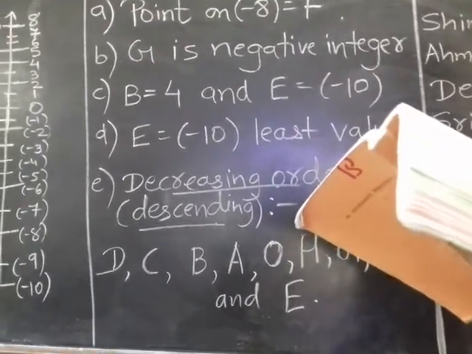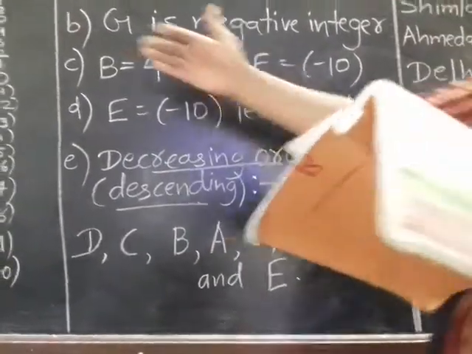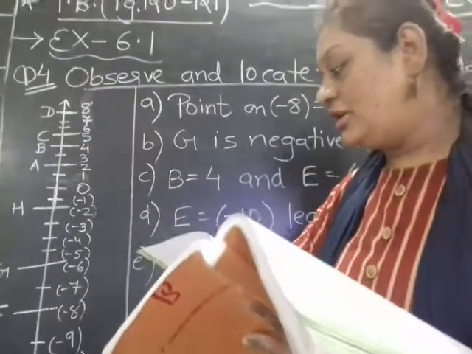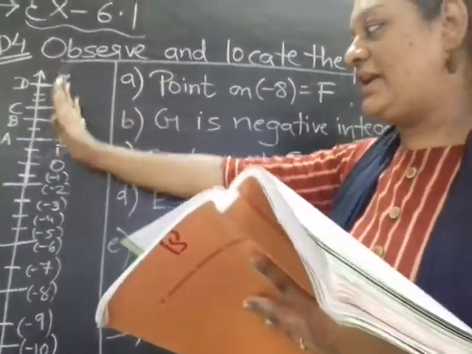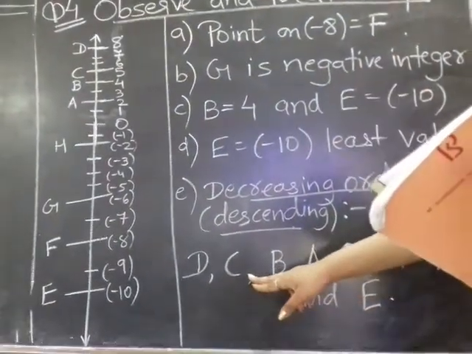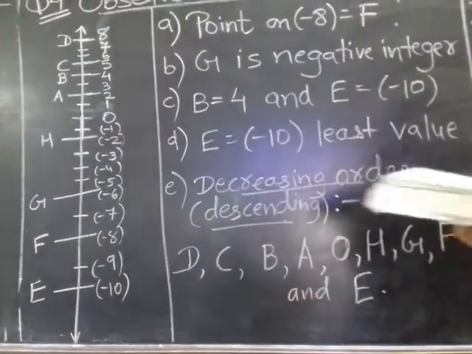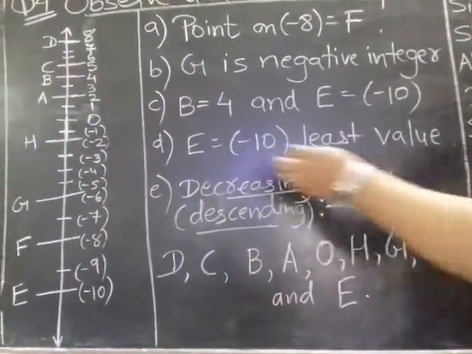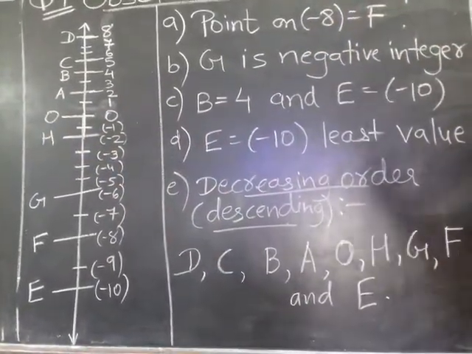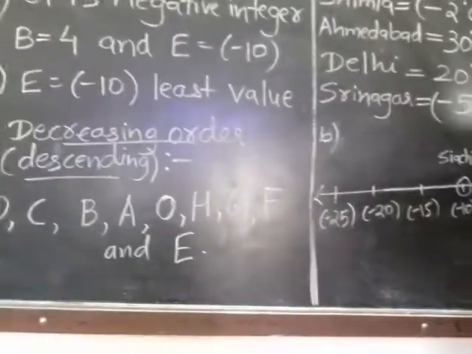Arrange all the points in decreasing order. Decreasing is descending from big to small. So definitely from positive numbers we have to move towards negative numbers, from right to left, as right numbers are bigger and when we come on to the left they are smaller. So D, then after comes C, then B, then A, then in between we have O. Right? This is O. As you can see this is O. Then H, G, F and lastly E. I hope this is clear.